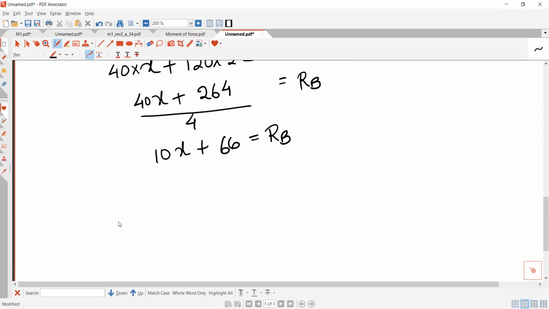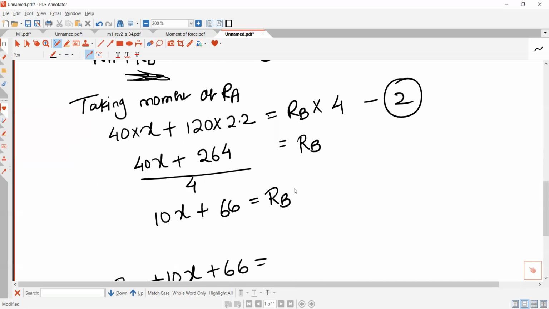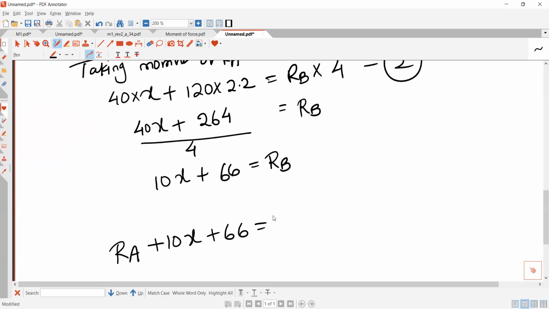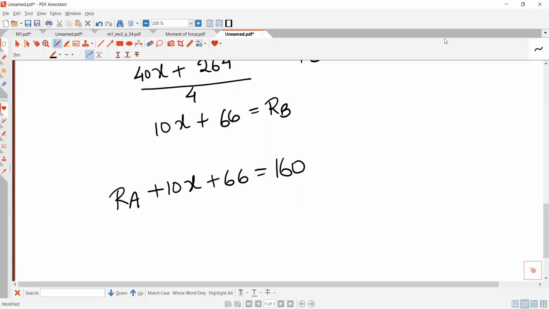Can I write RA? Am I going fast? Guys, online? RA plus 10x plus 66 equals, how much was the total we got? 160. Okay, I got a call. Wait. Pause. So do this. What will you get? RA equals 160 minus 66 minus 10x. Check. How much? 94 minus 10x.